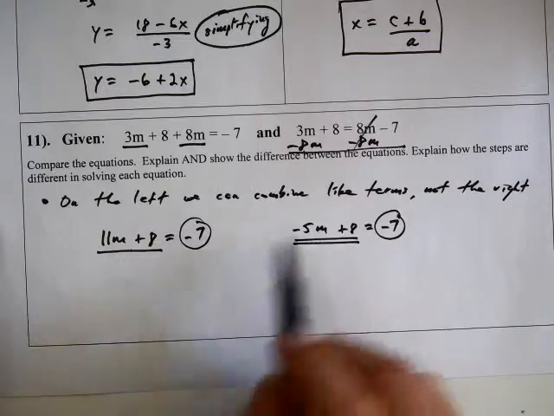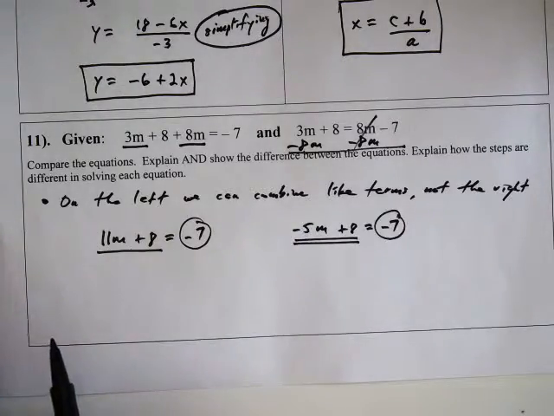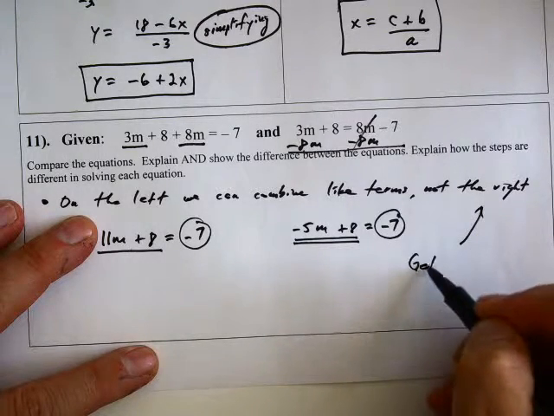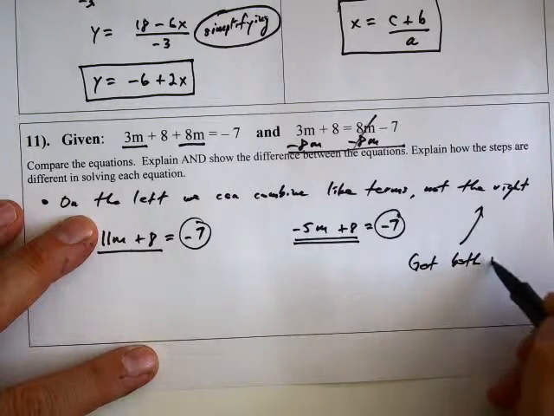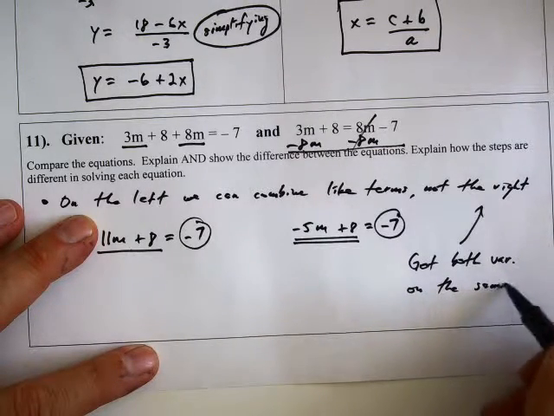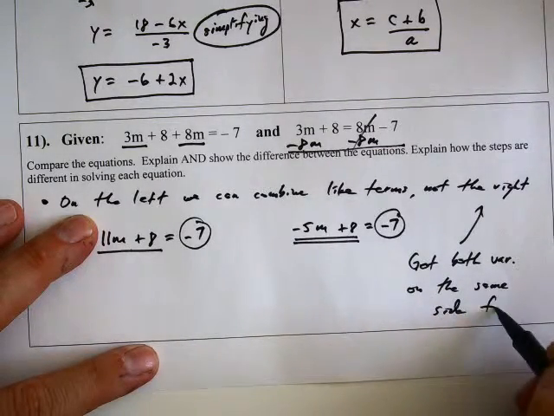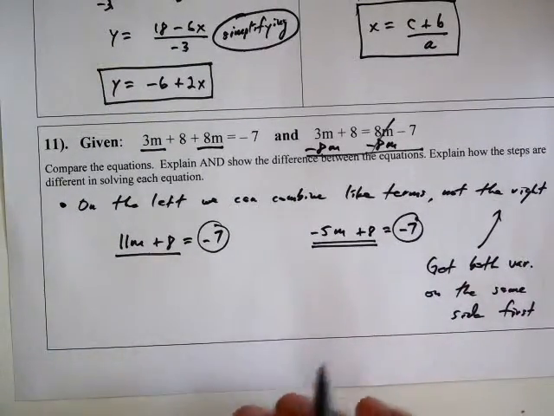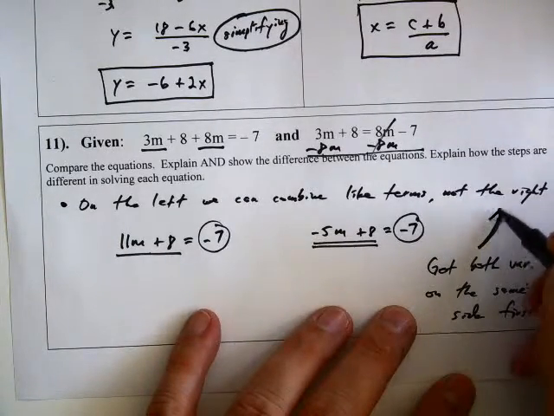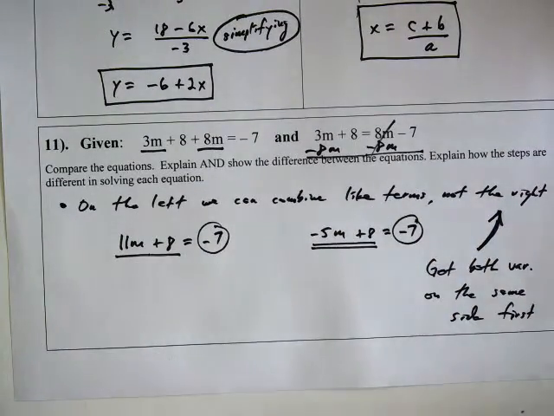Explain how the steps are different. Well, that's right here. We had to combine like terms, but on the right, what do we have to do first? Get both variables on the same side first, right? So sometimes you'll need to write a complete sentence, but little arrows and stuff like this can help explain what you mean by something to your teacher. All right, good. On to the next page.